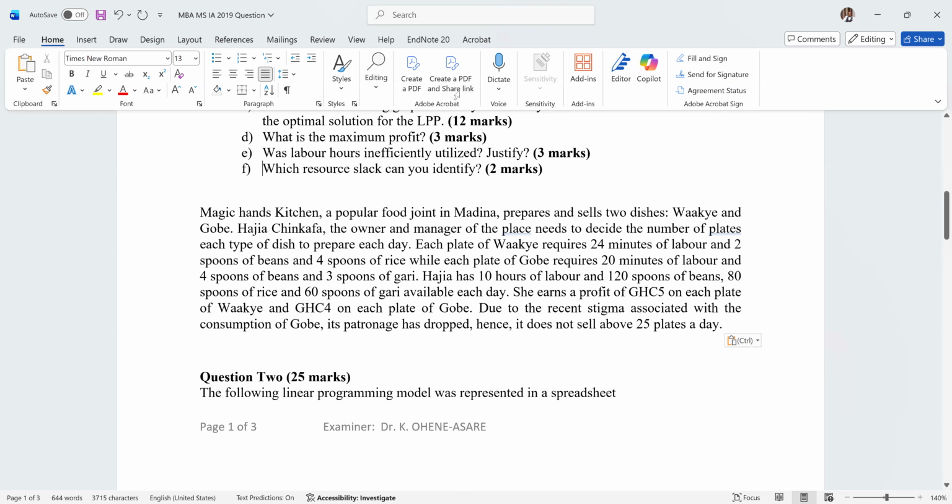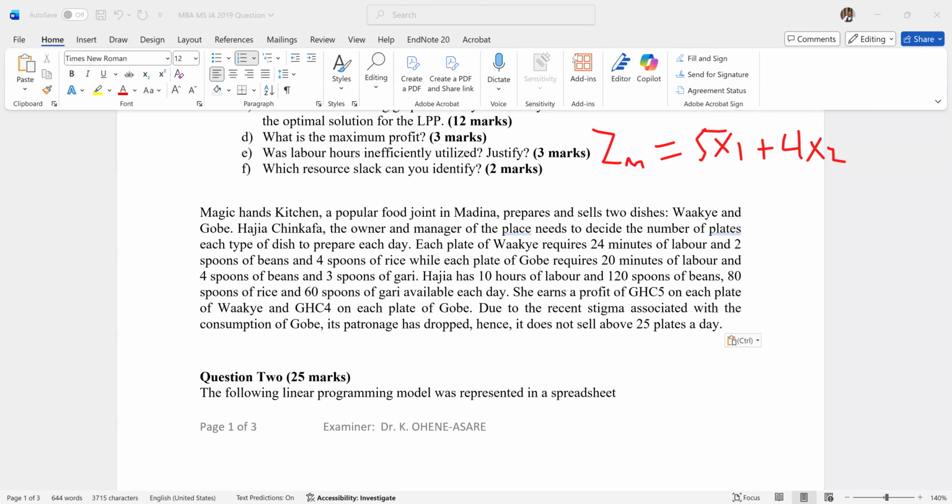Okay, let's start it, Elsie. Yeah, so it will be Z max is equal to 5x1 plus 4x2. 5x1 plus 4x2. Yeah, that is the objective function.